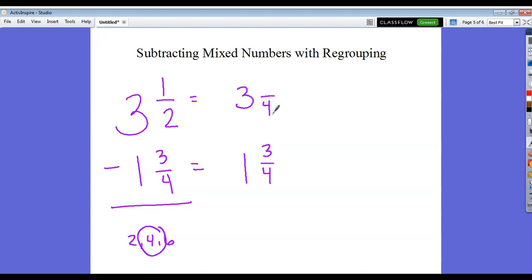And I'm going to jump from 2 to 4. I'm going to multiply by 2. Same thing on my numerator. So 1 times 2 will give me 2. And so now I have 3 2/4 minus 1 3/4.